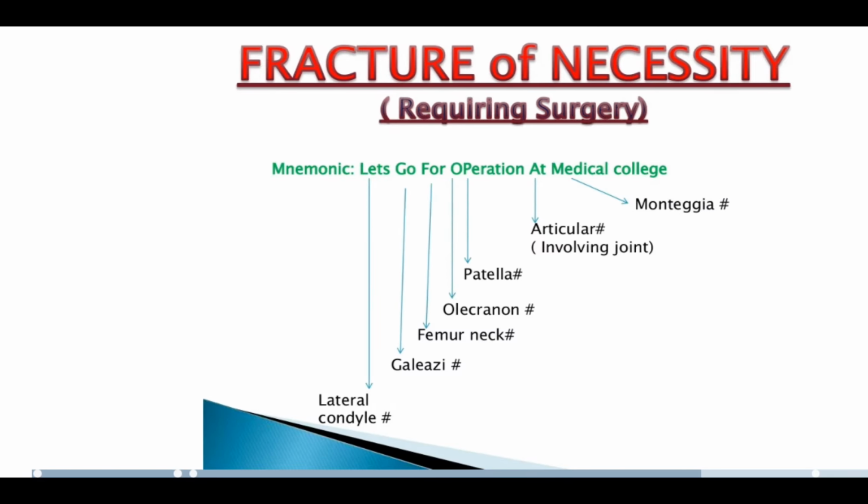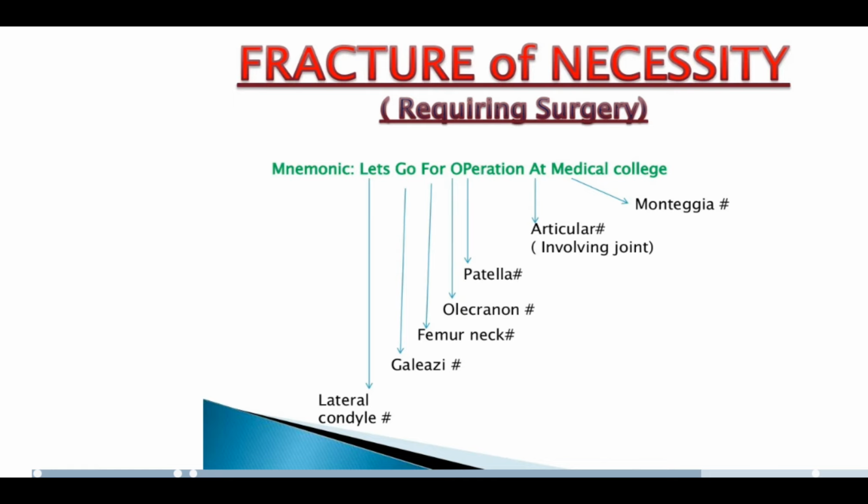Then the next is fracture of necessity. We also studied this in Salter's classification. So what is the mnemonic for fractures of necessity? Let's go for operation at medical college, which means we have to operate only in these. So L is for lateral condyle fracture, G is for Galeazzi's fracture, F is femur neck, O is olecranon, P is patella.